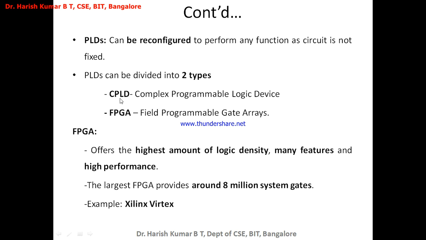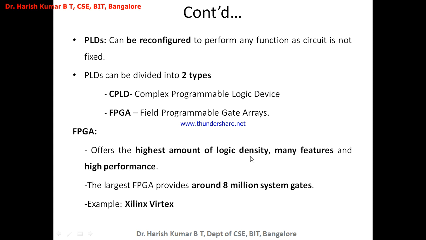Now again, PLDs have two types: complex programmable logic devices and field programmable gate arrays. We will discuss FPGAs first. They offer a high amount of logic density, many features and high performance. Why do we say high logic density? Because it has around 8 million system gates. Inside the logic planes you'll find around 8 million system gates, and this can be reconfigured. An example is Xilinx Virtex. Hence we say FPGA has a high amount of logic density.